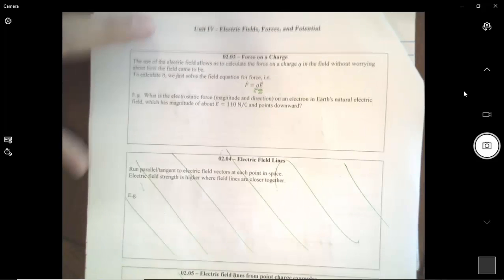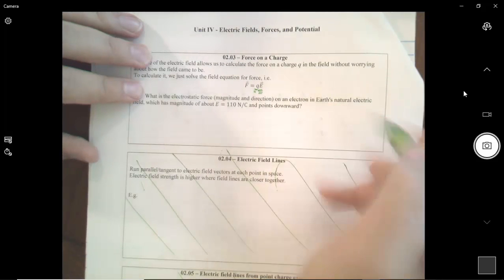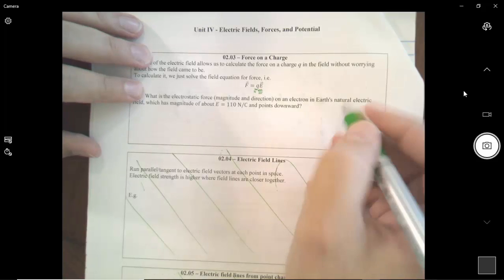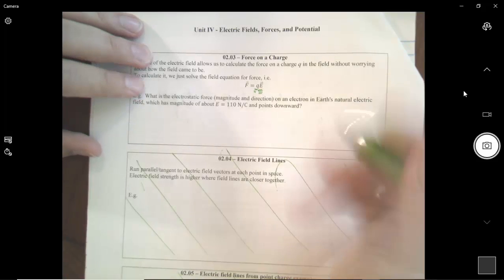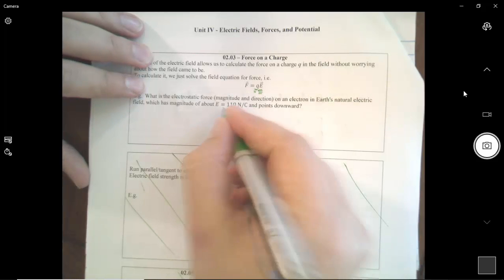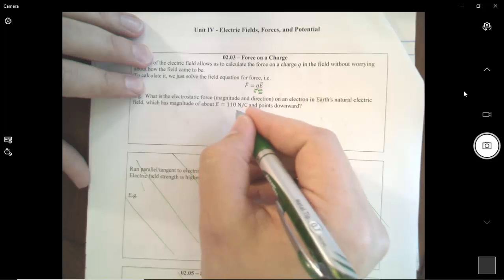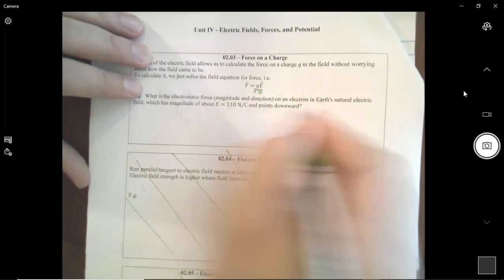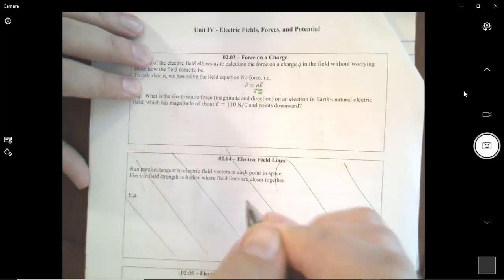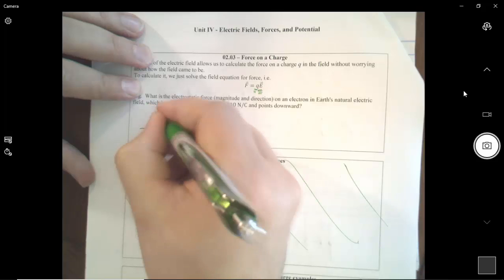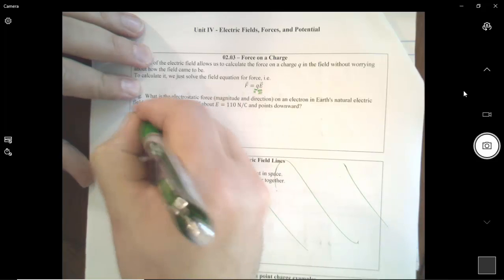So let's say that we have an electric field. In this case, the Earth. You know about the Earth's magnetic field, but there's actually also an electric field. At every point in the Earth, it points downward with this magnitude, 110 newtons per coulomb. And we want to put a single electron in that electric field and figure out the force. So this is what that looks like. There's the E field.